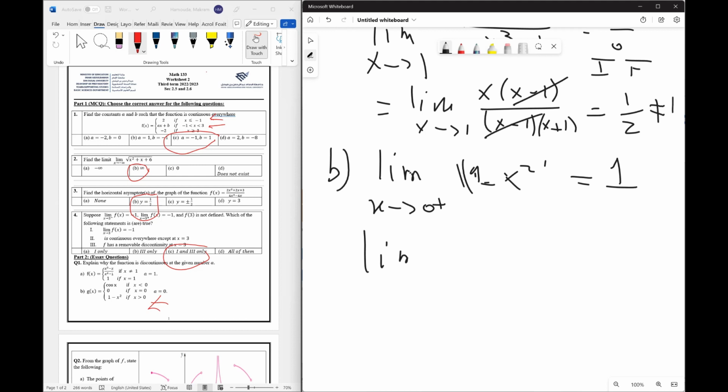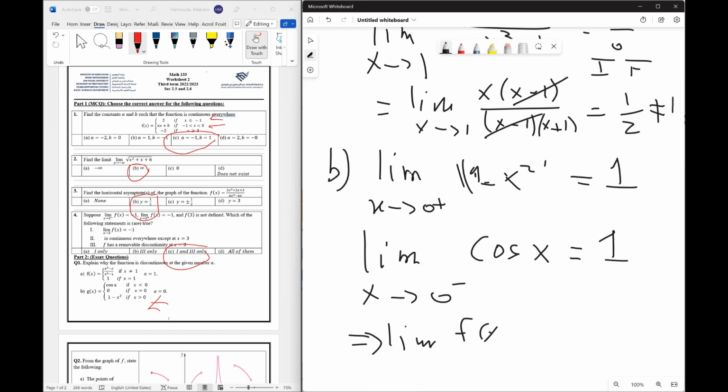Now limit when x approaches 0 minus. 0 minus is the first region, so it is cosine x. And limit of cosine x when x approaches 0 minus, it's cosine 0, and cosine 0 is equal to 1. Okay, so limit to the right is equal to limit to the left, so I can conclude here that the limit of f of x when x approaches 0 is equal to 1, but it is different than f of 0, which is equal to 0. So this is discontinuity, and it is removable discontinuity.